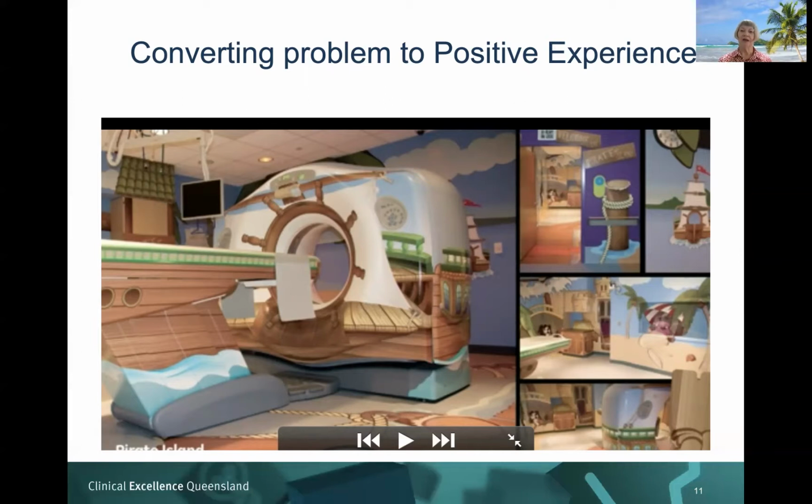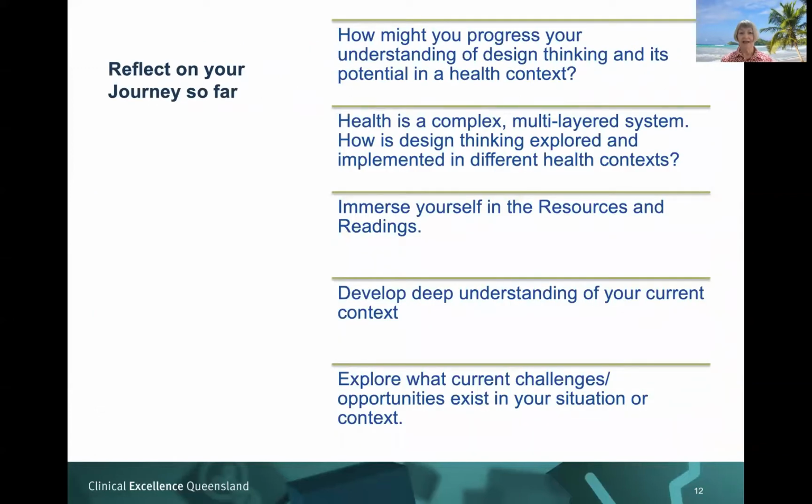So how can we reframe the context in which we're working with people, where often in health, we know, it is a critical situation? There's not a lot of room for experimentation, but how can we make it a more positive experience for everybody involved, for the users, for their families and carers, but also for staff? So reflecting on your journey with design thinking so far, are there some ways that we can help you progress your understanding of design thinking and its potential in a health context?